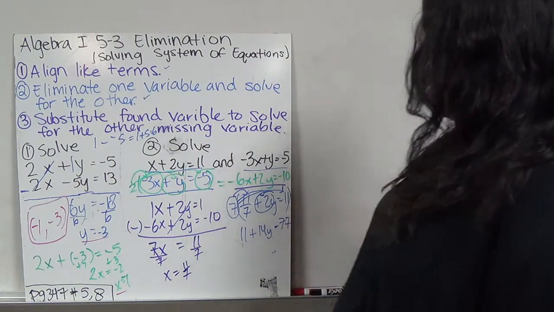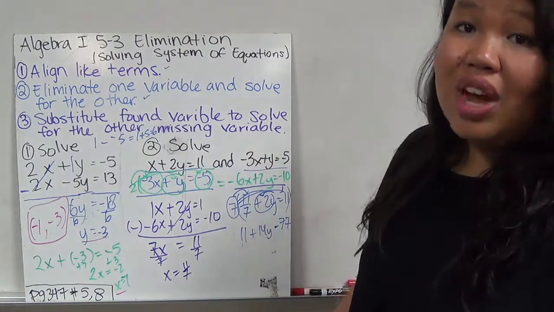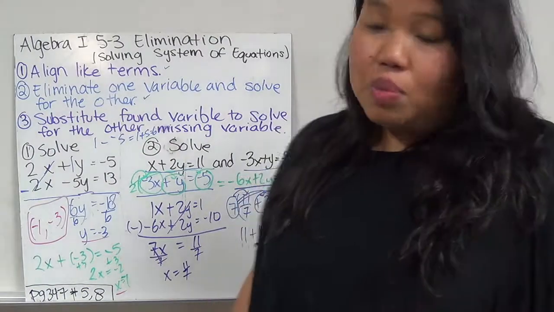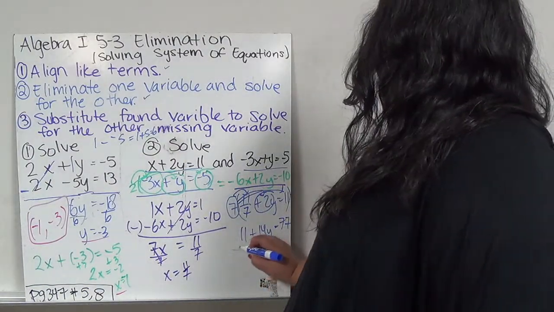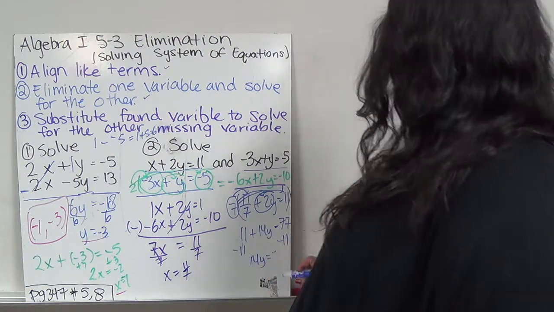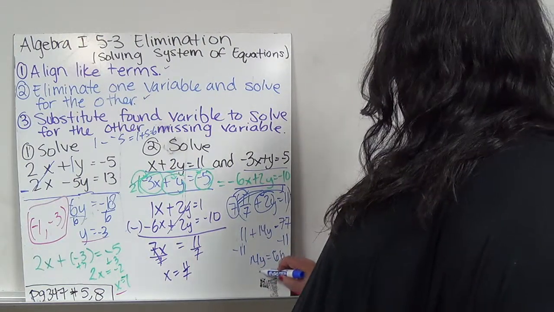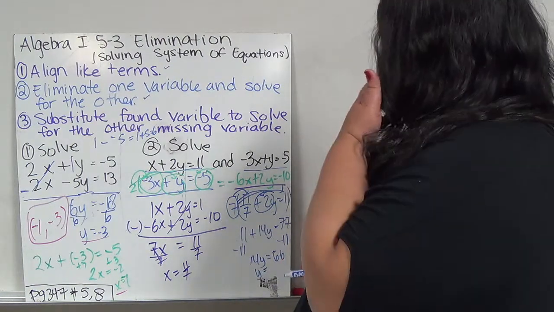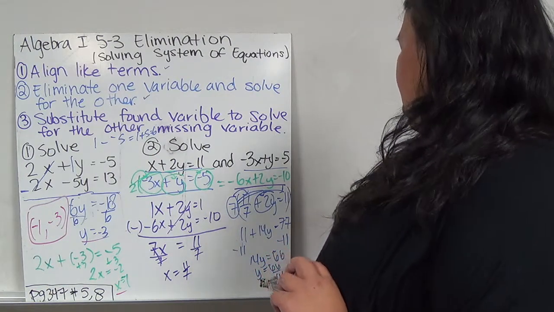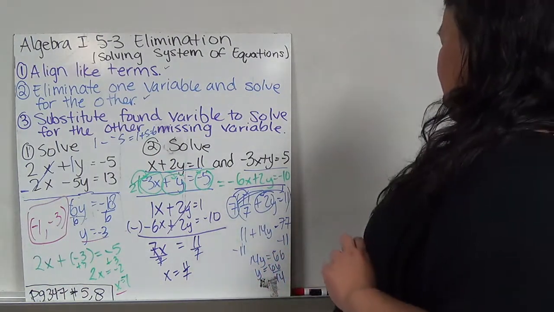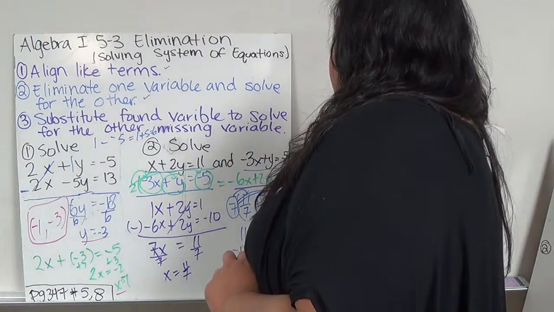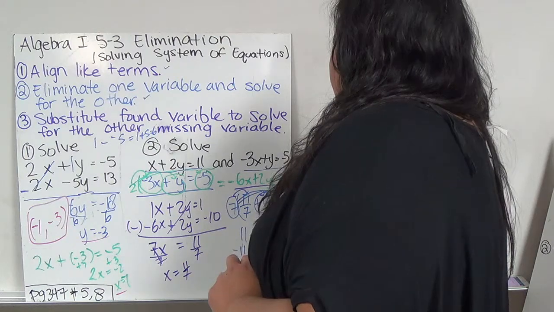Now this is a little more doable for me. If you like fractions, that's fine, because the other method would put it all into common denominators. So whichever one you prefer, it doesn't matter. I'm going to subtract 11 from both sides. I end up with 14y equals 66, and y equals 66 over 14, which reduces to 33 over 7.